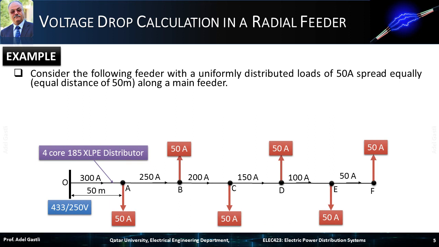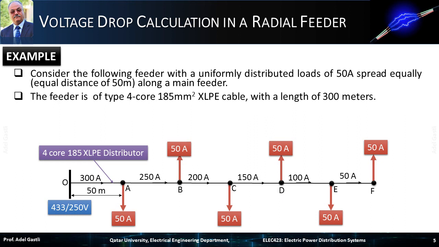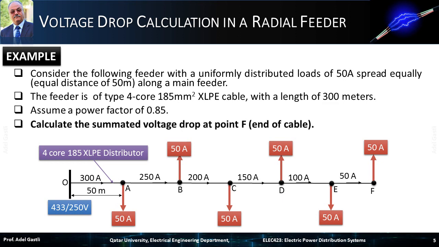Let's practice on an example, where we consider the following feeder, with uniformly distributed loads of 50 amps, spread equally, at equal distances of 50 meters, along a main primary feeder. The feeder is of type 4 core, with 185 square millimeters cores section area, and insulation type cross-linked polyethylene, XLPE, and with a total length of 300 meters. We assume a power factor of 0.85. We want to calculate the summated voltage drop at point F, which is the end of the feeder cable.